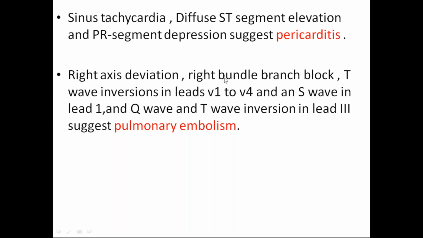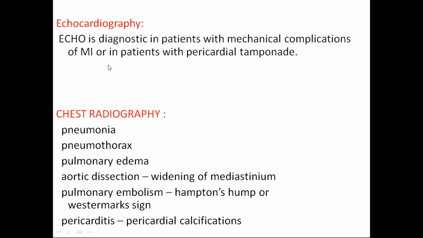In pulmonary embolism, we have seen the S1 Q3 T3 pattern, T wave inversion in V1 to V4, and sinus tachycardia. In 2D echo, the diagnostic modality for MI, you will see regional wall movement abnormality. You can easily see a lateral wall, anterior wall or posterior wall MI. The wall movement and wall motility will be decreased.